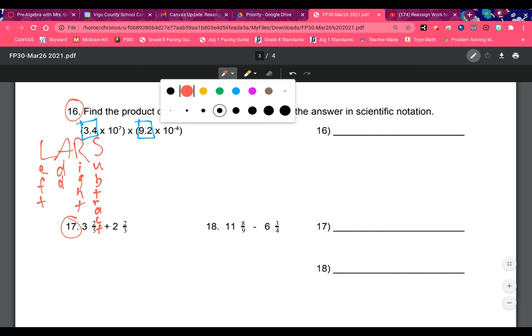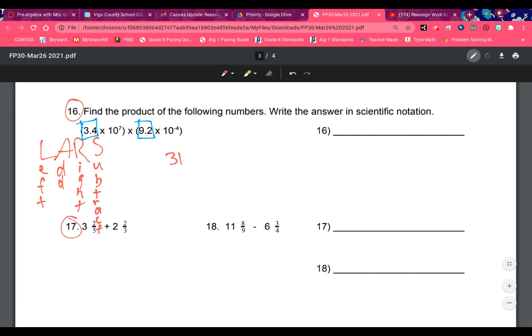So what do we get when we get 3.4 times 9.2? I think we said it was 31.28. Let me double check that real quick. 3.4 times 9.2. Oh, I did my math wrong. That's all right. Oh, that should be a 30. Whoops. So that shouldn't be 31. Okay. So yeah, I was right. My bad. So we have 31.28.